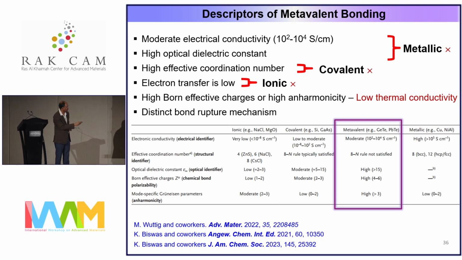Electron transfer is low, which is not there in the ionic. And it has high bond effective charge. And this bond effective charge is a good indicator for anharmonicity in this compound or any metavalent compound. And this anharmonicity is important to have low thermal conductivity. So by ordering or disordering of atoms on the partial scale, one can tune this metavalency in this compound. So that's what we did in the mercury doped compound.